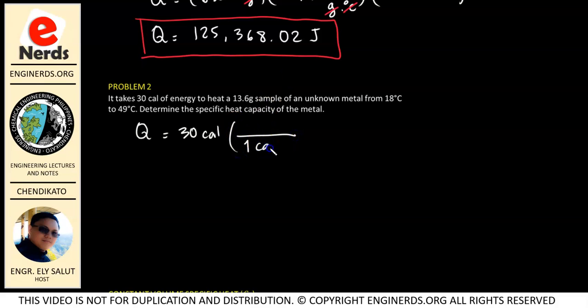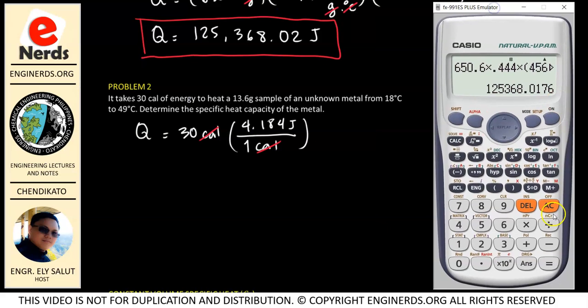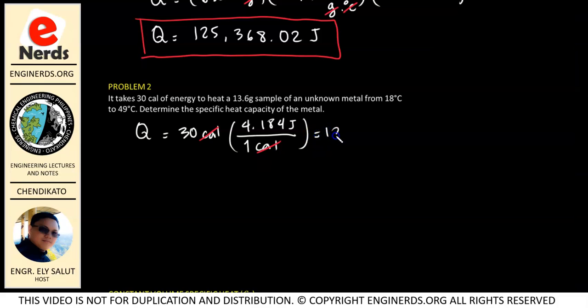So in every 1 calorie, we have 4.184 joules. Okay, so our unit for calorie will be cancelled out. So, ang may iwan sa atin is the unit in joules. So, let us calculate for that. So, we have 30 times 4.184, which is 125.52 joule. Okay? So, yan yung ating Q.